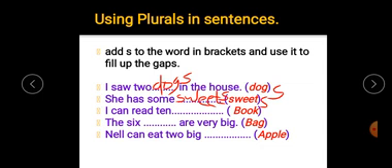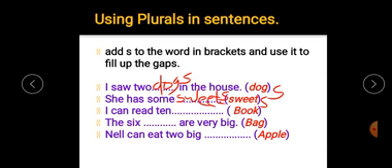I can read 10, what would that be? Books. Because we have book in the bracket and you just add your S. I can read 10 books. I'll add an S to my book. The 6 dash are very big.